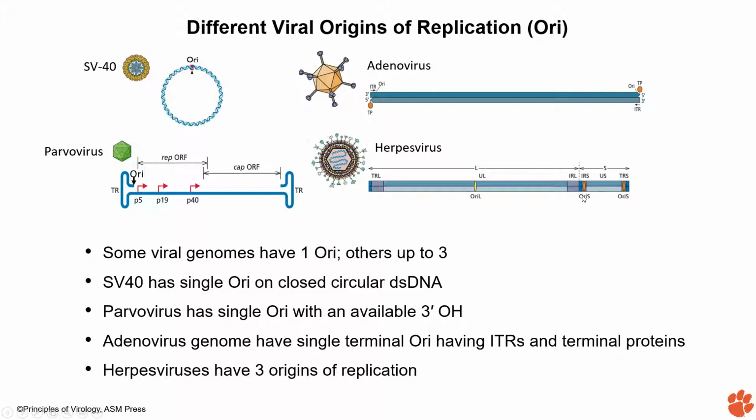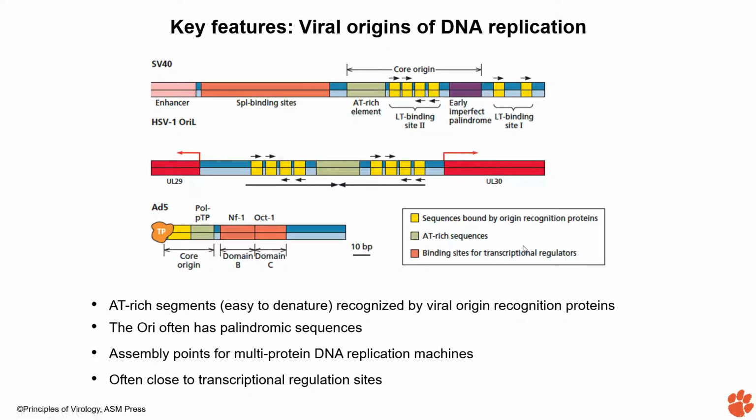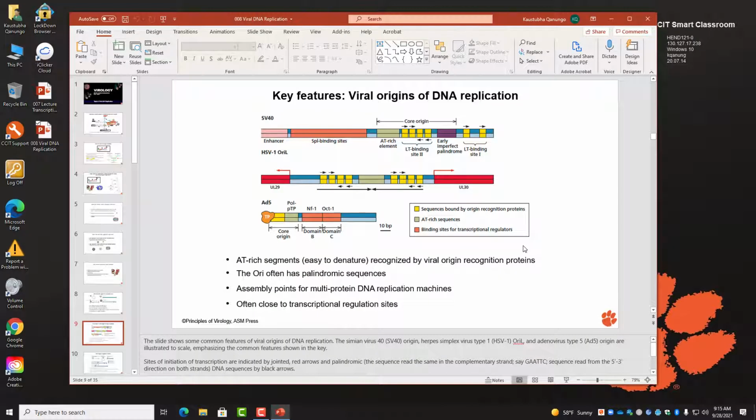And you have an origin S at both ends of the small segment and an origin L at the very middle of the large segment. So you can see that there are multiple origins and it is much more complex. So that's where we will stop, and we will start from the key features of viral DNA replication in the next slide, next class.